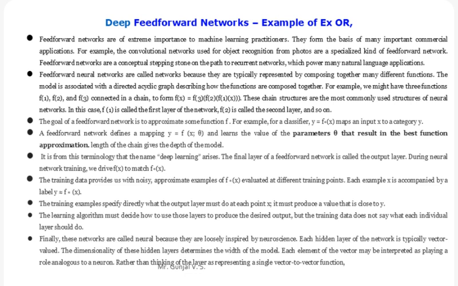Training a deep feed-forward network involves using a loss function to measure the error between the predicted output and the actual target. The network adjusts its weights to minimize this error, using techniques like backpropagation and gradient descent.